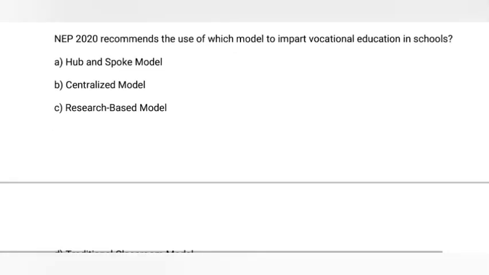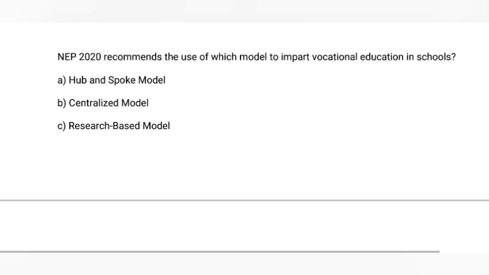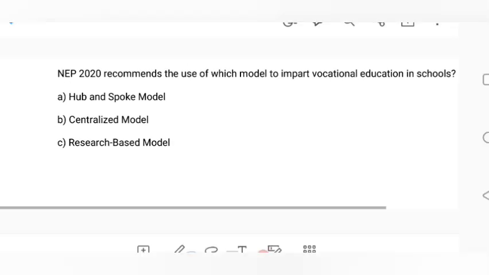Next, NEP 2020 recommends the use of which model to impart vocational education in schools? So these are the options. The correct option will be number 1, hub and spoke model.